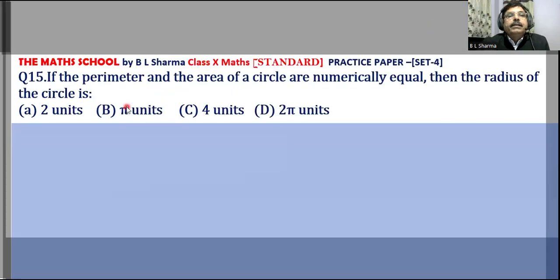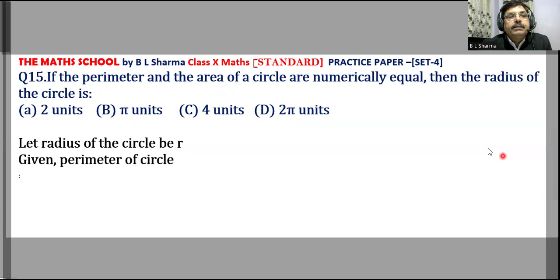If the perimeter and the area of a circle are numerically equal, then the radius of the circle is? For a circle, the perimeter, meaning circumference, and its area are equal. Then what is the radius of the circle? This is our question. Let the radius of the circle be r. So perimeter of the circle equals area of circle, it is given. Perimeter of circle is 2 pi r and area of circle is pi r square. Cancel pi and pi, r by r. So what will be the value of r? The value of r will be 2. So it will be 2 units. This is the answer.